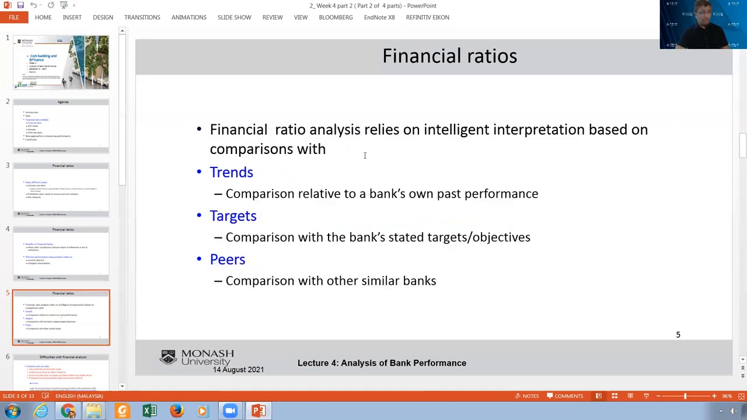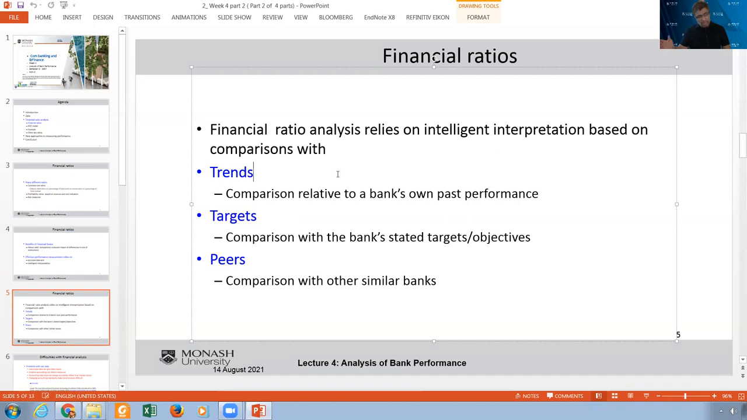Now, financial analysis of ratios relies on intelligent interpretation based on comparison with trends, targets, and peers. Which means when I find the ratio, if I'm calculating the return on equity for Public Bank, I need to see what the return on equity was during the last 5 years, and whether maybe I am better than the rest of the banks in Malaysia. But that's not enough.